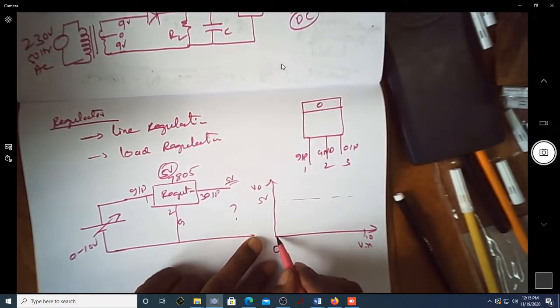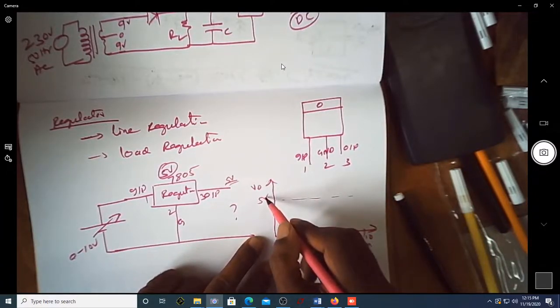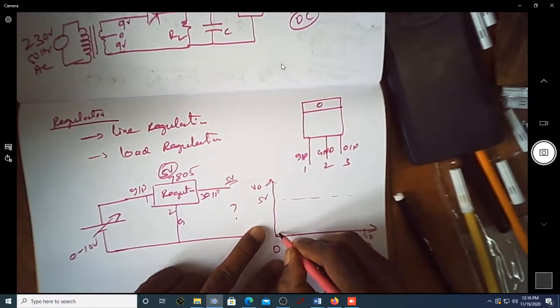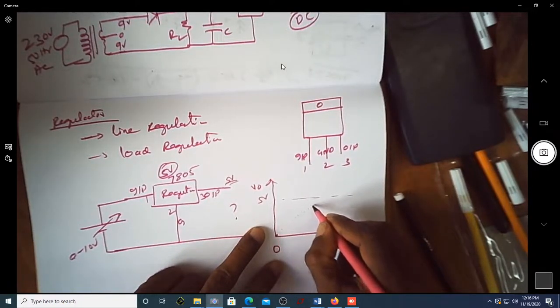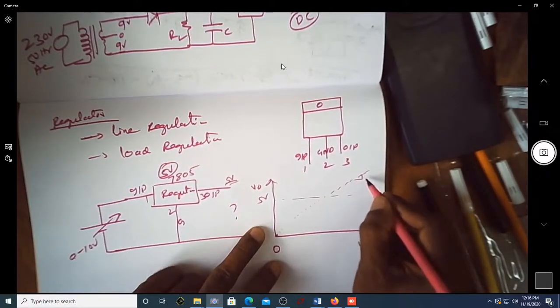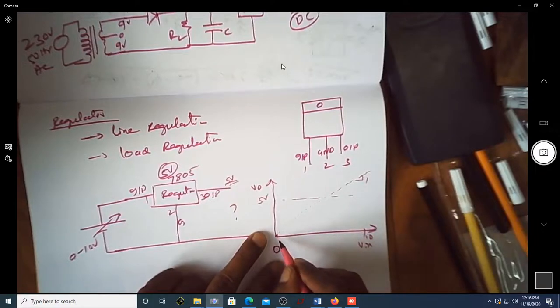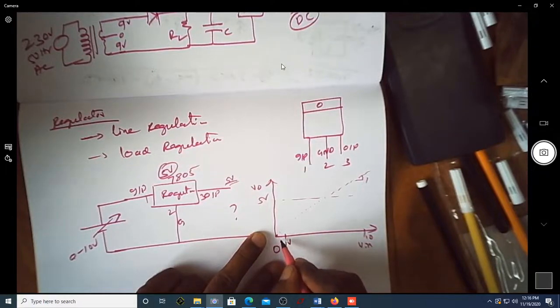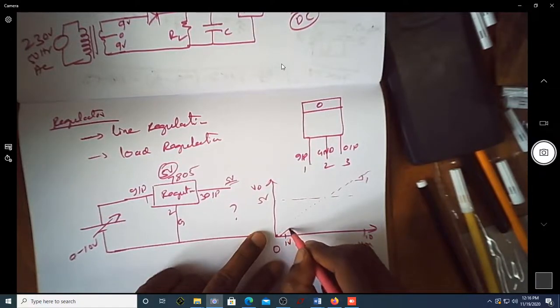When the input voltage is less, you cannot expect the output voltage to be 5. So assume that this dotted line indicates that the input voltage is varying from 0 to 10. With a slope of 1, when the input voltage is, assume, 1 volt, the output cannot be 1. So assume that when the input voltage is some 0.5, the output is 0.